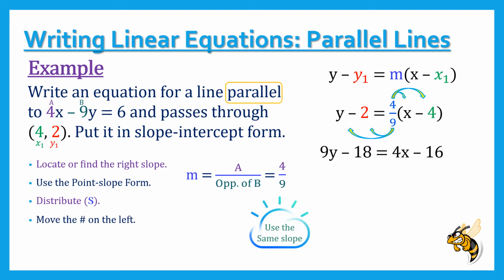We always move the number on the left regardless of whatever form they want us to put it in. The opposite of negative 18 is positive 18, so I'm going to add 18 to both sides. 9y equals 4x plus 2.